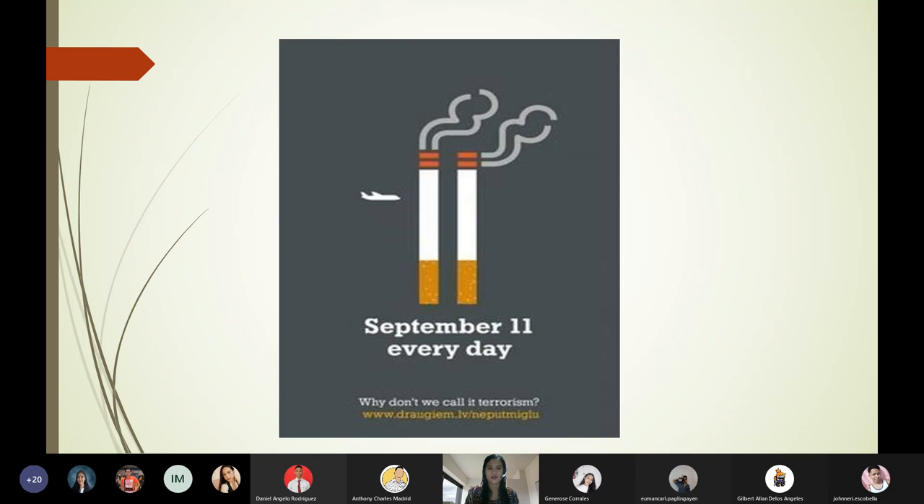Okay, so next. Look at this one. September 11 every day. Why don't we call it a terrorism? So what is your observation on this advertisement? Anybody? Look at that. So they are promoting awareness on cigarette smoking. Kasi sabi dyan, why don't we call it a terrorism? Because every day there are people dying because of smoking or because of cigarette. Kaya lang, do you think this one is offensive? Do you think this one is culturally offensive? Yes, ma'am. Why yes? Can you share? Why did you say yes? Or how did you come up saying yes, that it is culturally offensive?